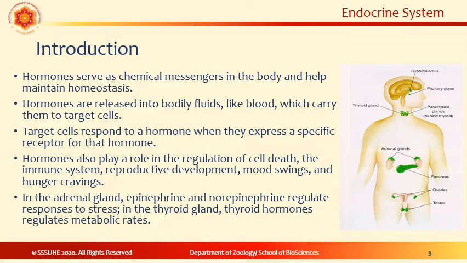Hormones are chemical messengers that are produced in the body to maintain homeostasis. They are released in the blood, which carries them through circulation to the target cells. In the target cells, these hormones bind to their specific receptors and play an important role in a variety of metabolic functions like cell death, immune function, reproductive development, mood swings, hunger, etc.